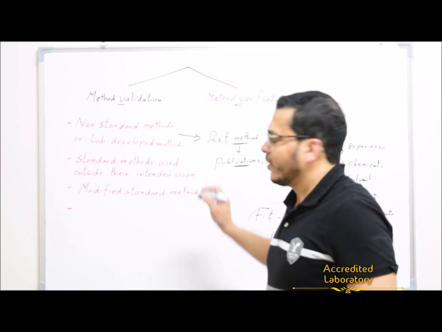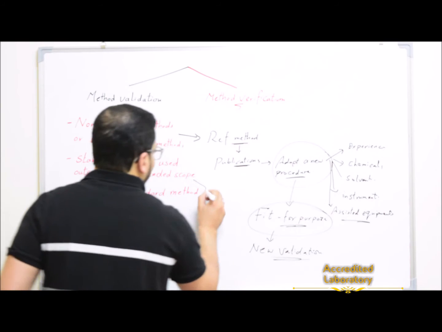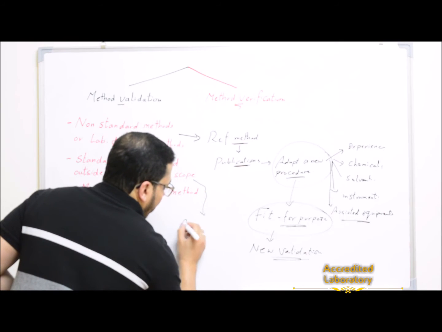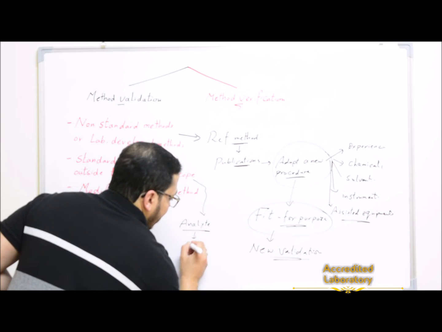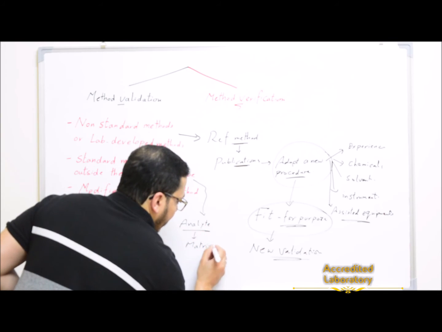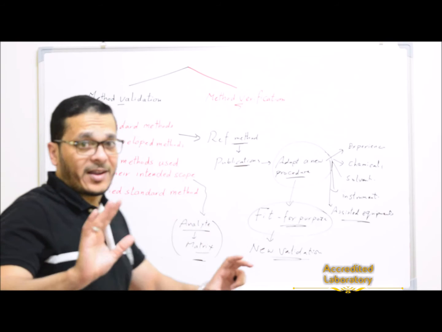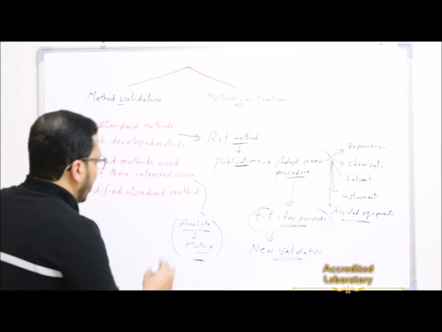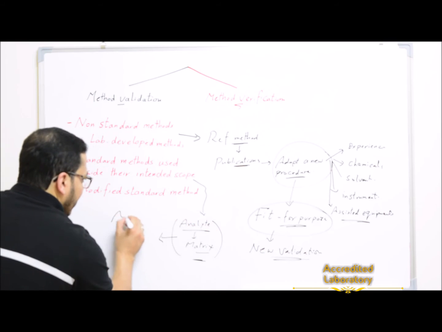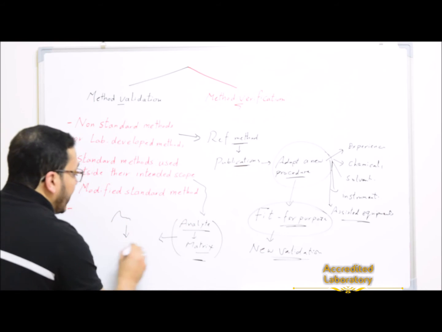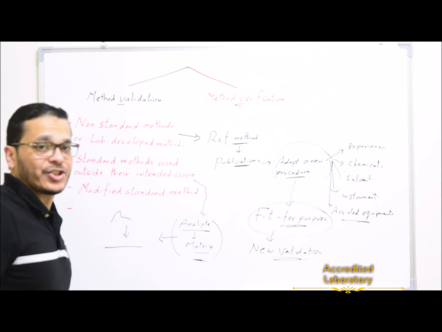If you find a reference method to analyze a specific analyte in a matrix, and you need to analyze the same analyte but in a completely different matrix, in this case, you need to make new validation.